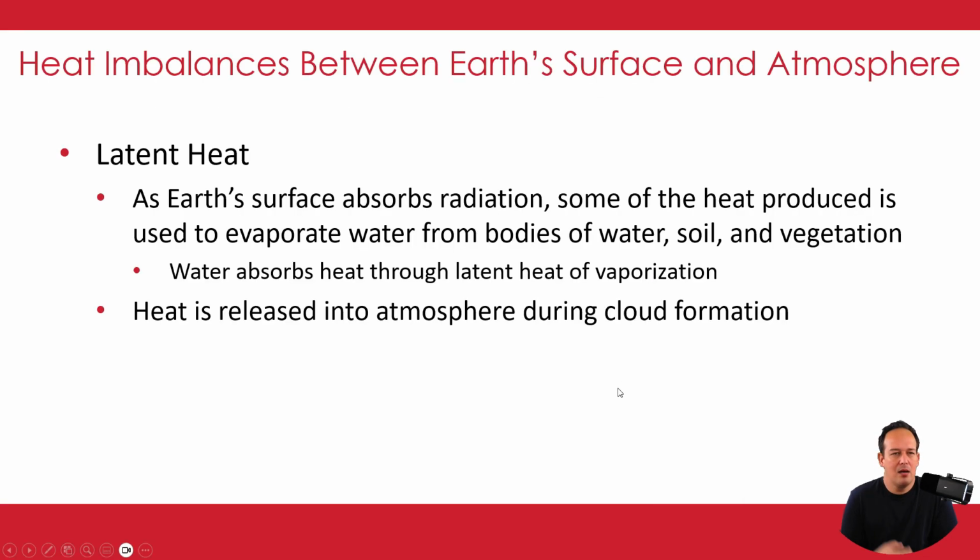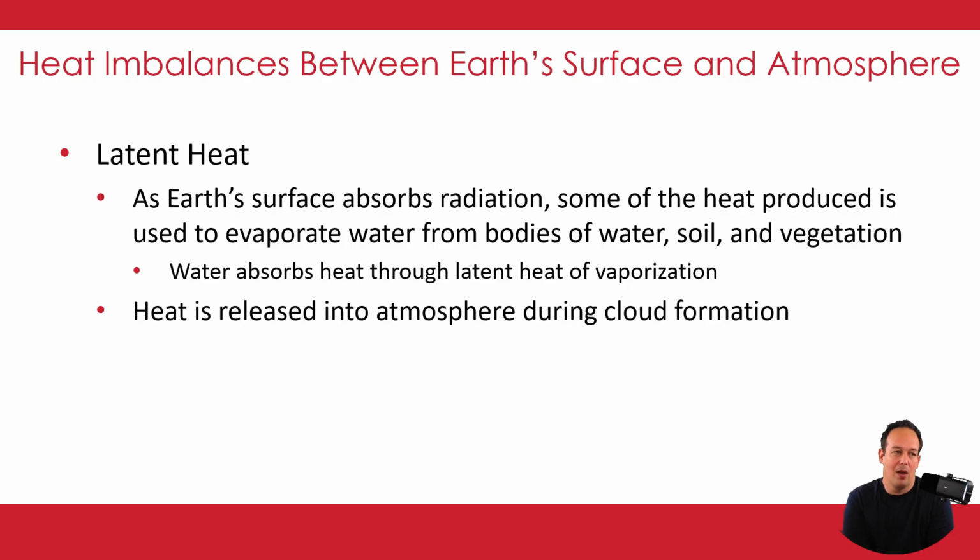All right, and if you haven't seen it already, I recommend you go back to my, I believe it's the 3C video in the aviation weather series. That's where I talk about the change of phase of water vapor and the latent heat that results from that. As the Earth's surface absorbs radiation, some of the heat produced is used to evaporate water from bodies of water, soil, and vegetation.